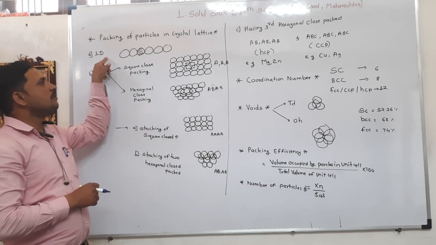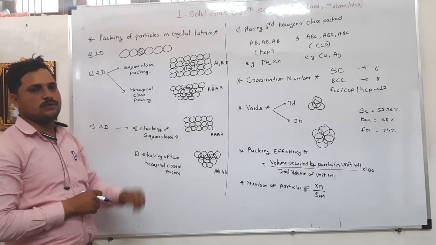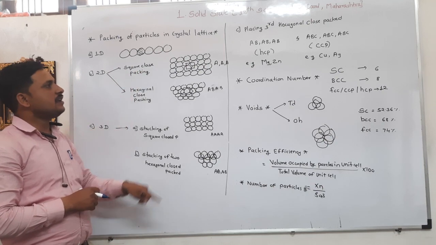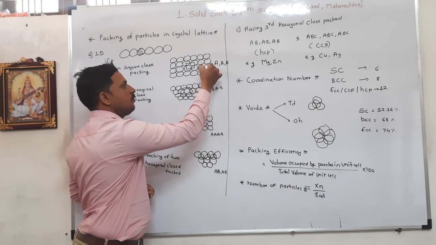In the case of one dimensional packing, the coordination number of a sphere is only 2. In square close packing, the coordination number of any given sphere is 4.